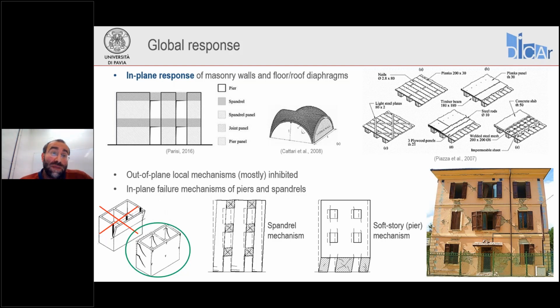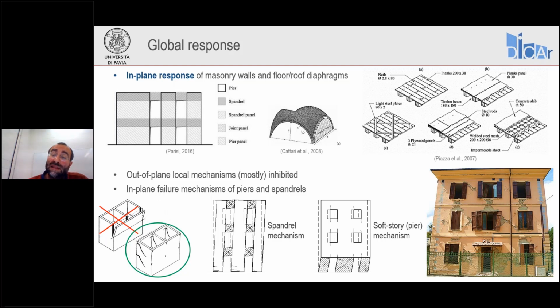If we want to be able to consider the global response of the building, as I was saying, we need to have prevented, or mostly prevented, the out-of-plane mechanisms of the walls, so that we can develop in-plane failure mechanisms of piers and spandrels. If all spandrels fail within a facade, we can say that we are developing a spandrel mechanism, while if at a given story all piers are failing, we talk about a soft story mechanism.